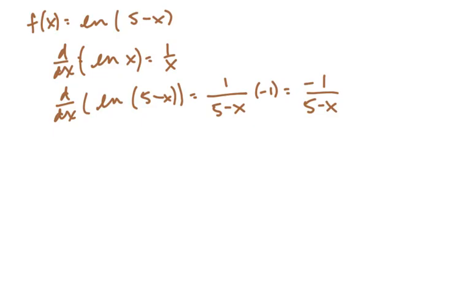So in order to work with this, what we need to do is work with the antiderivative, like we did in the inverse tangent example. So we're going to say that the natural log of 5 minus x equals the integral of negative 1 over 5 minus x with respect to x.